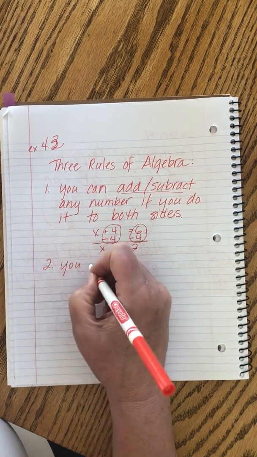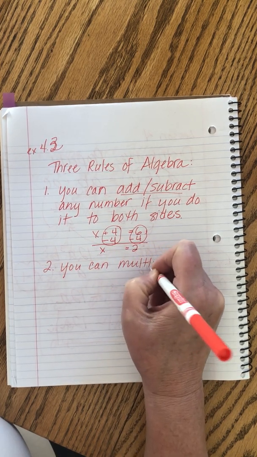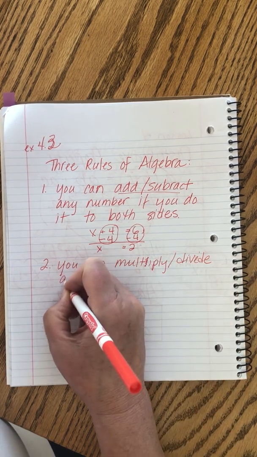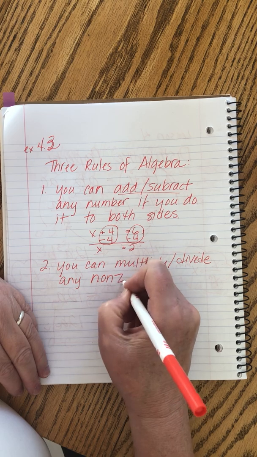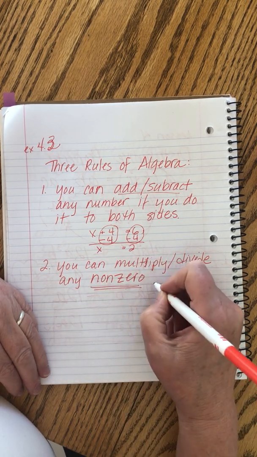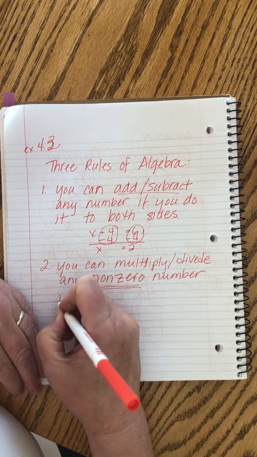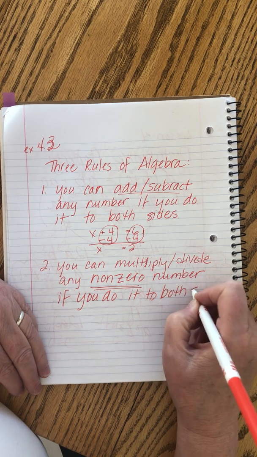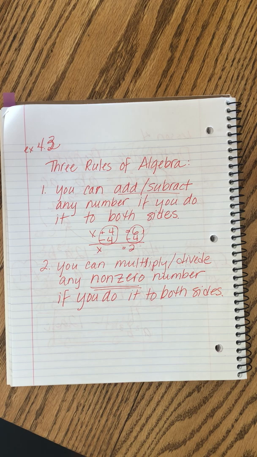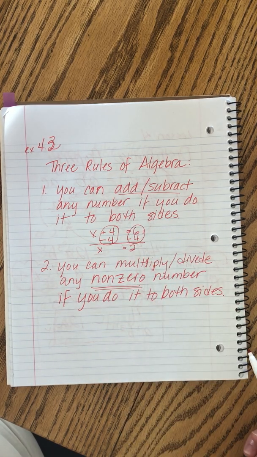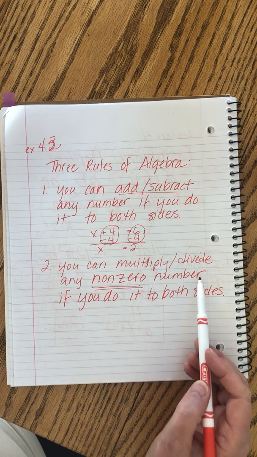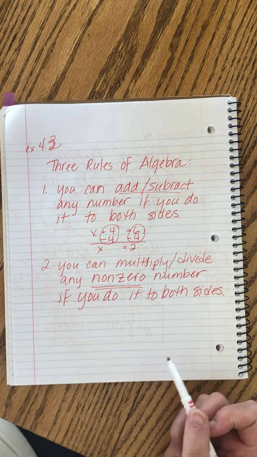Second number. Multiply. I'll let you finish copying. This one is almost exactly like the first one. You can multiply or divide. Okay, so we're not adding, subtracting. We're talking about multiplying and dividing any non-zero number if you do it to both sides. I'll tell you why we can't do that, but first let me just show you what I mean.